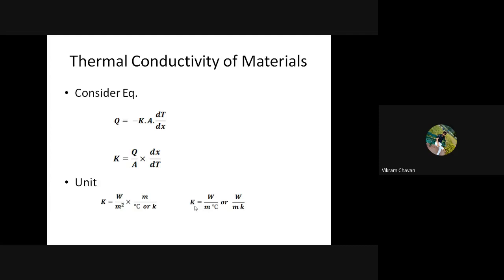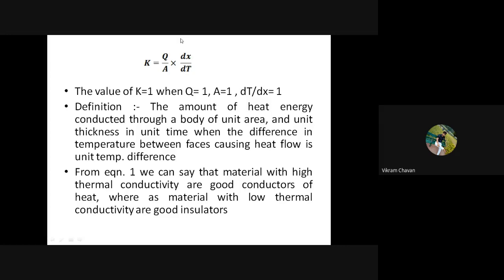Okay, shall we move ahead to the next point? Now, we have to define this particular thermal conductivity. What will be the definition of thermal conductivity?